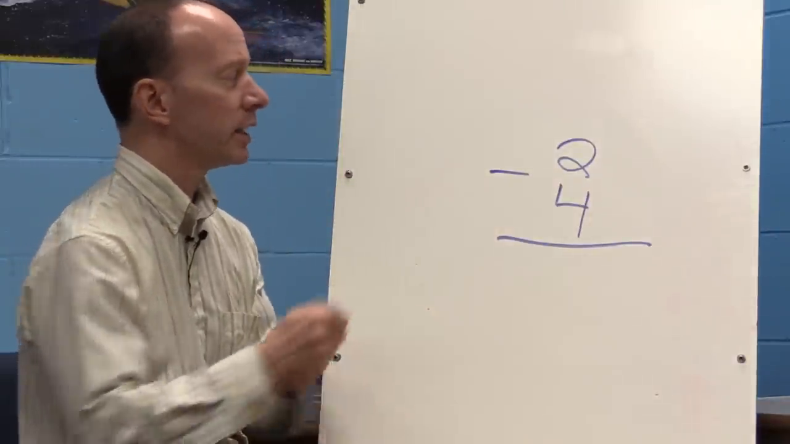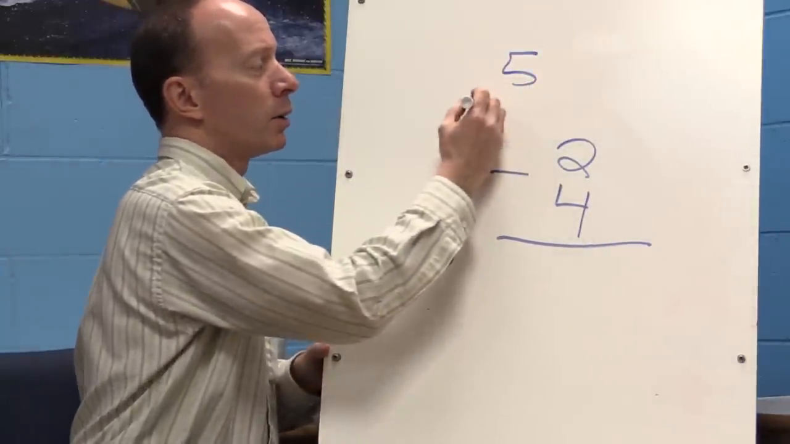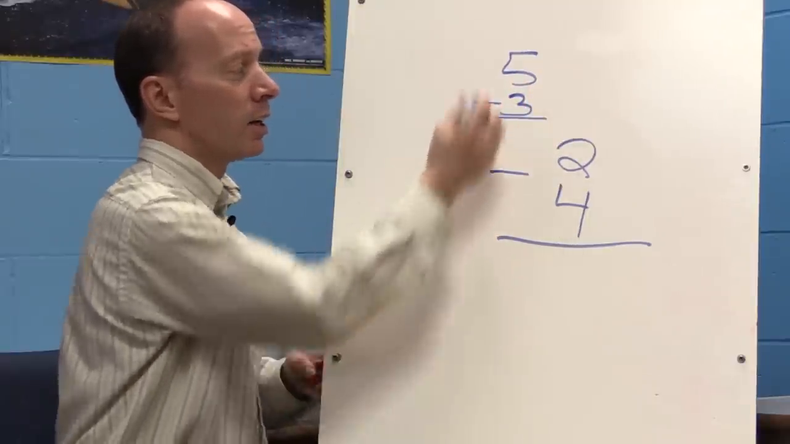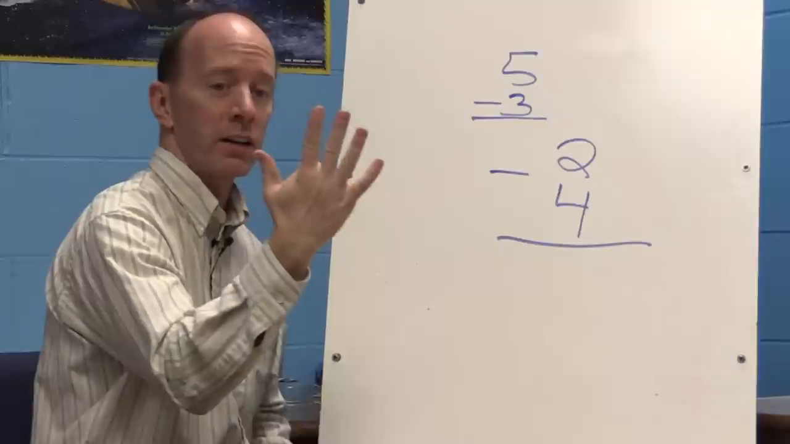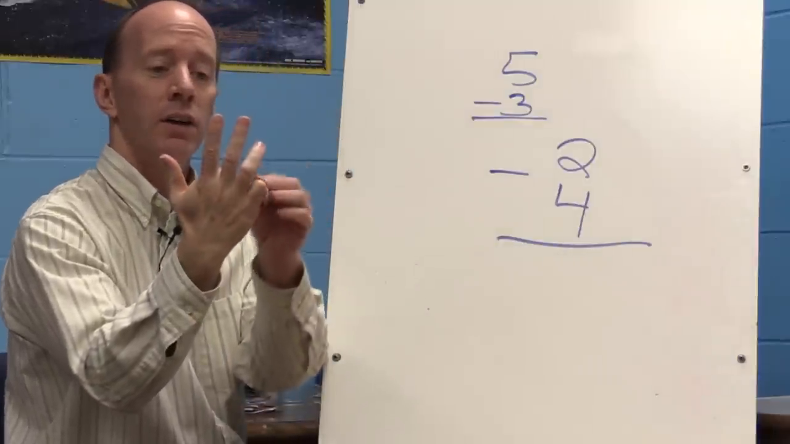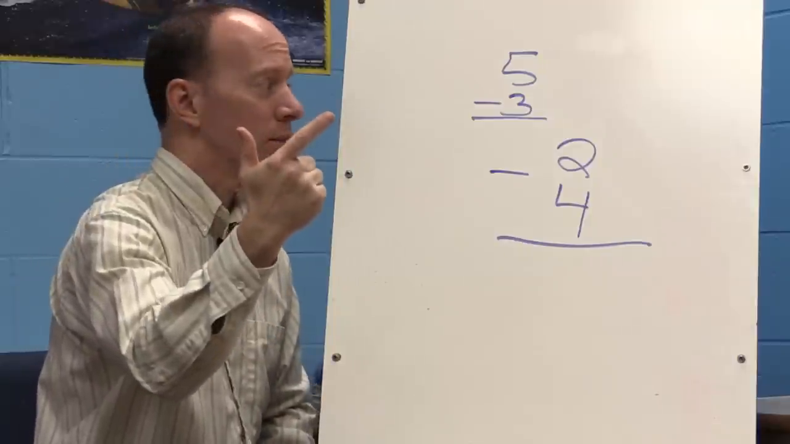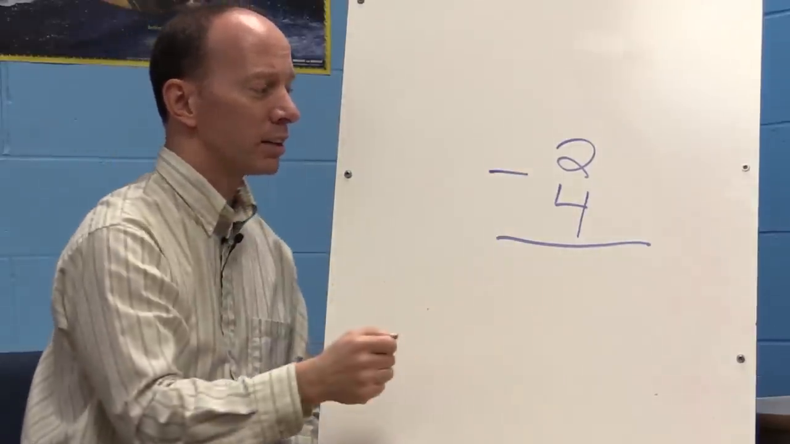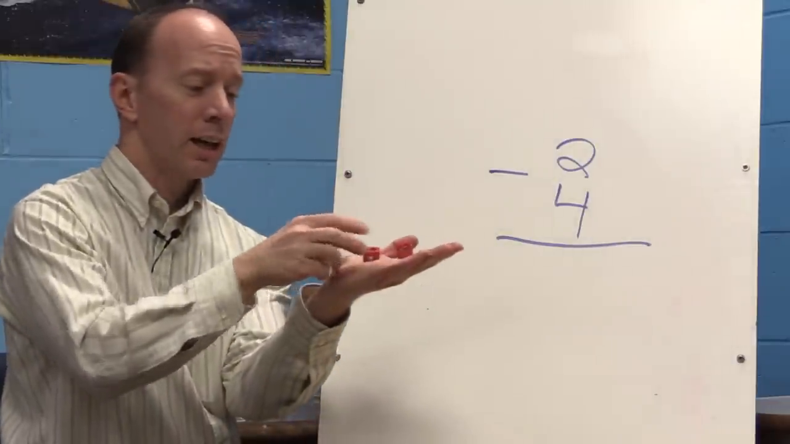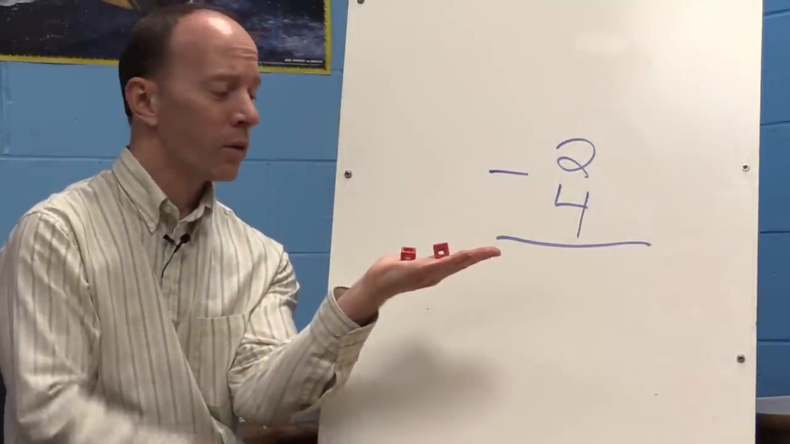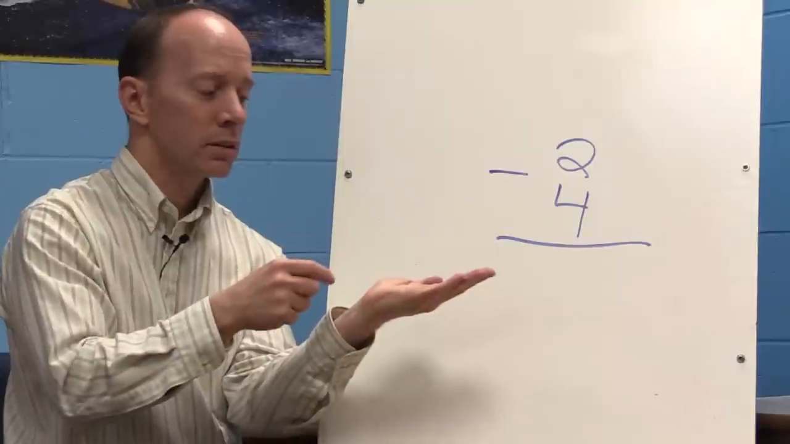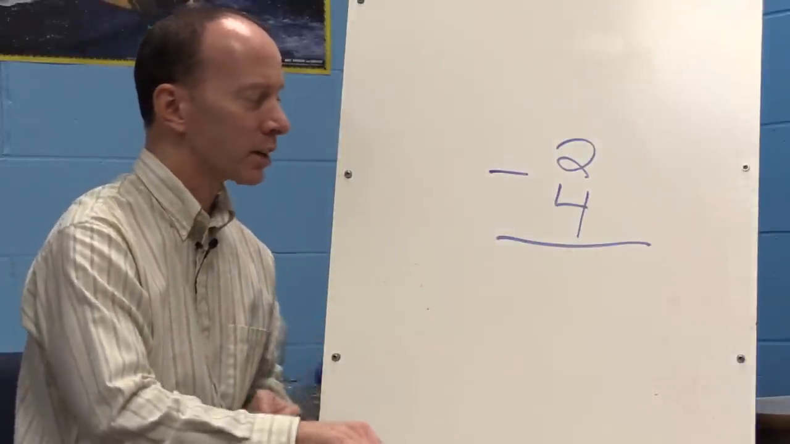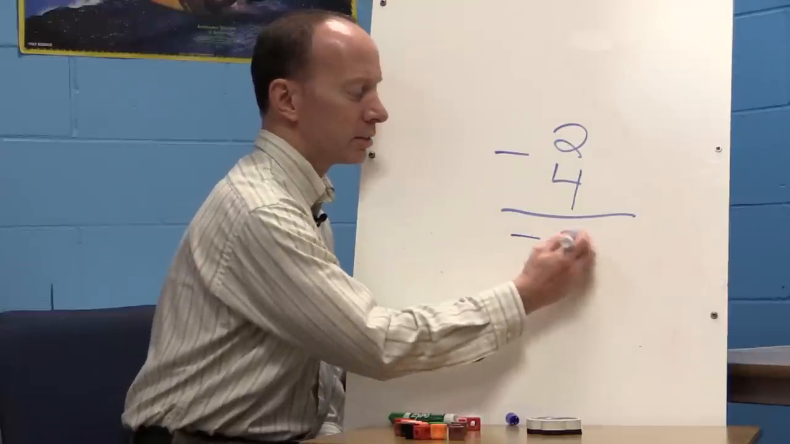Because remember, when we did 5 minus 3, something like that, we know we started with 5 fingers, and you take away 3, 1, 2, 3, and you're left with 2. So here we start with 2 blocks, and I take away 4. 1, 2, you still owe me 2 more blocks. That is what is called a negative number, -2.